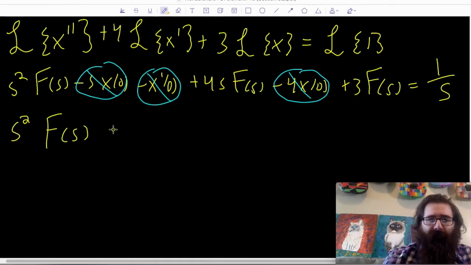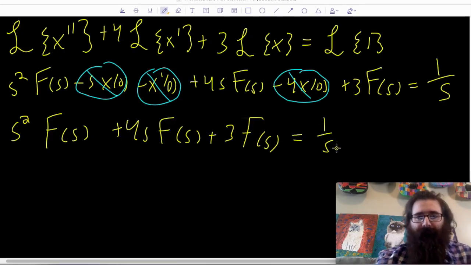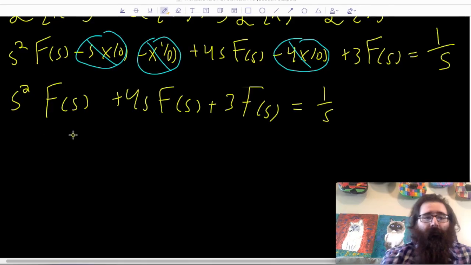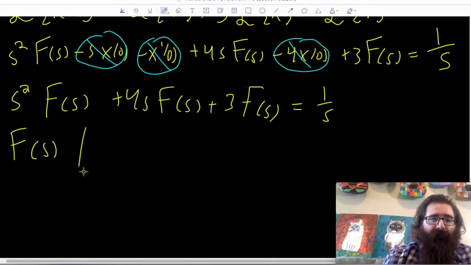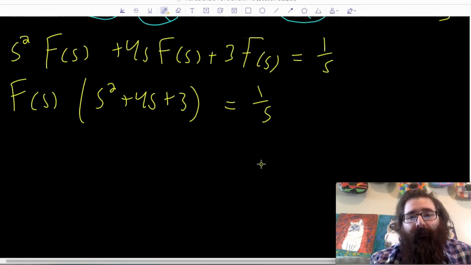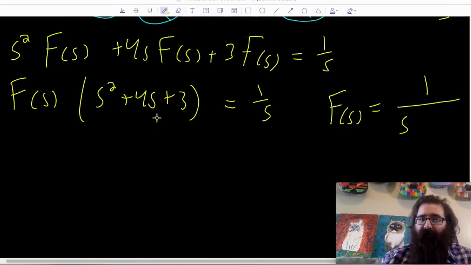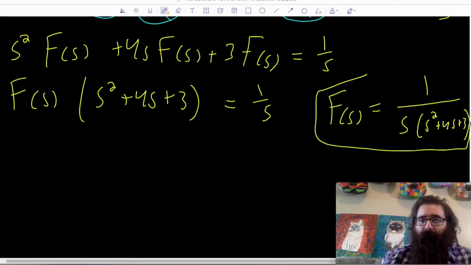We're left with s squared F at s plus 4s F at s plus 3 big F at s equals 1 over s. And I want to factor big F at s out on the left. Leaves behind s squared plus 4s plus 3, and then equals 1 over s. And I want to solve for big F at s. So big F at s equals, I have 1 divided by s, but then I'm also going to divide by the s squared plus 4s plus 3.